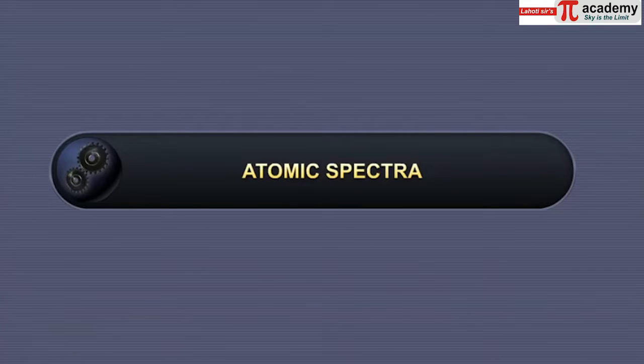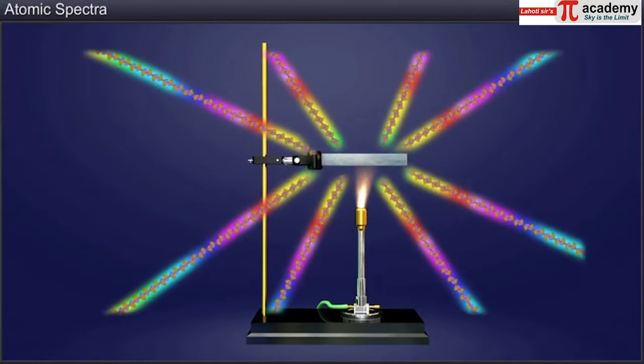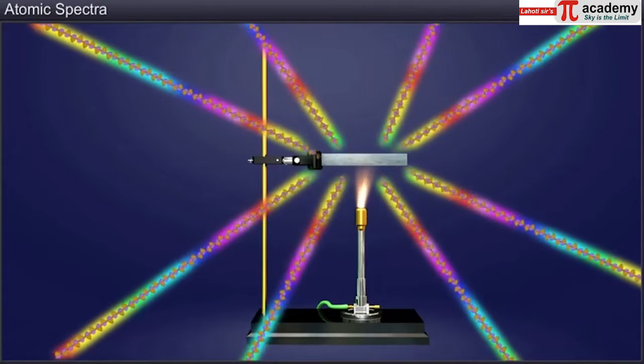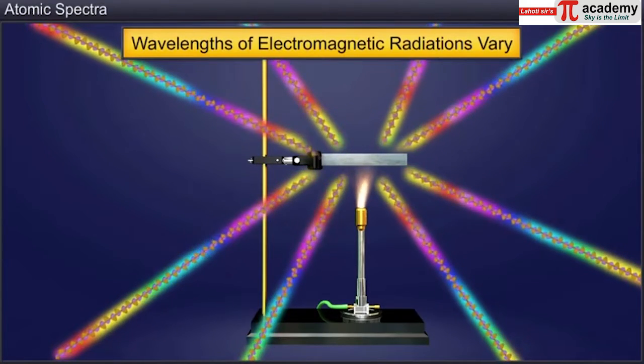In this module, you will learn about atomic spectra. When a metallic body is heated, it emits electromagnetic radiation. The radiation may consist of different wavelengths. The electromagnetic radiation may consist of different components having different wavelengths.